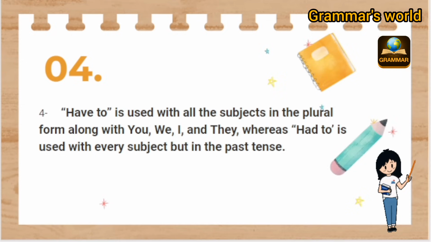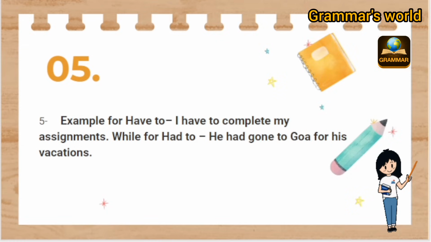Additionally, must can be used as a synonym for have to in some cases, but its conjugation is slightly different. In the last example, for have to, I have to complete my assignments, while for had to, he had gone to Goa for his vacations.